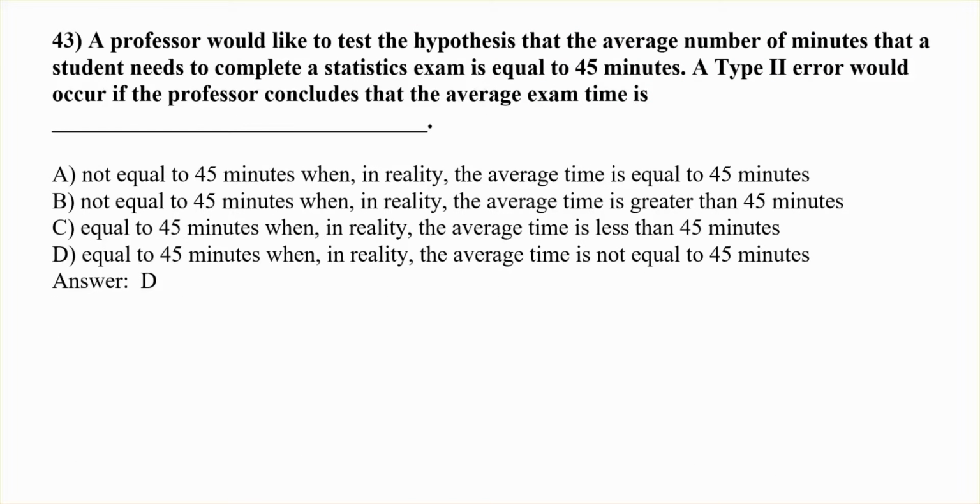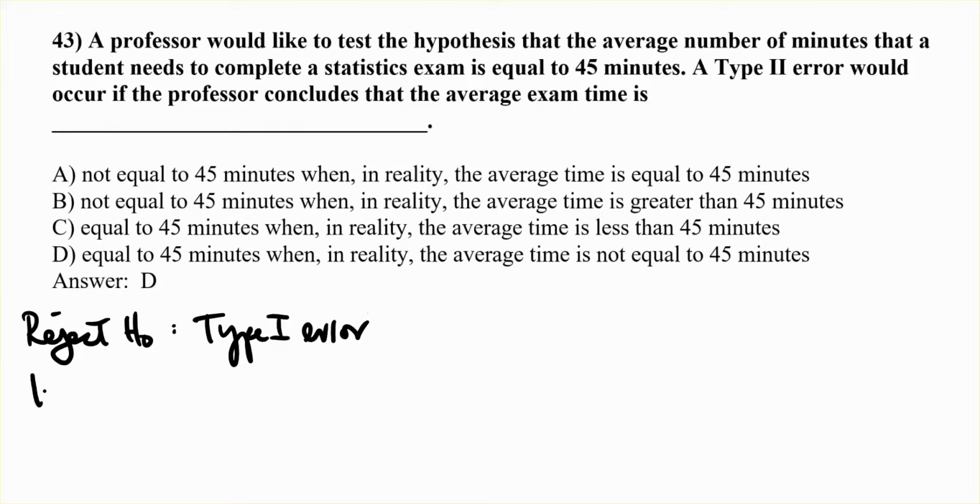With this next question, we have the flip side of that. So a professor would like to test the hypothesis that the average number of minutes that a student needs to complete a statistics exam is equal to 45 minutes. A type 2 error would occur if the professor concludes that the average mean exam time is what? So a type 2 error, again, goes with failing to reject. So reject H naught, or H null, potentially leads to a type 1 error.